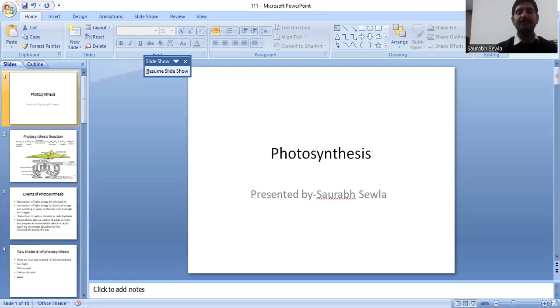Below this, the mesophyll cells are there, and they bear a large number of chloroplasts. Beside this, air cavities are also there. On the lower surface, stomata are present, and stomata play a very important role, like exchange of gases, transpiration, and photosynthesis also. Now the events of photosynthesis: the photosynthesis reaction completes in three major steps.